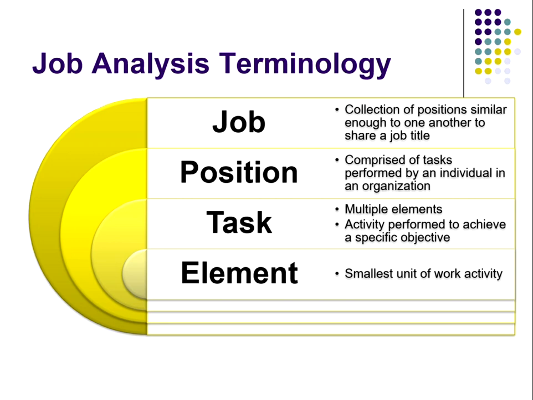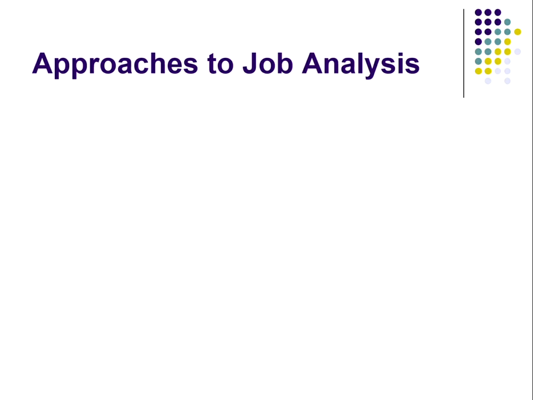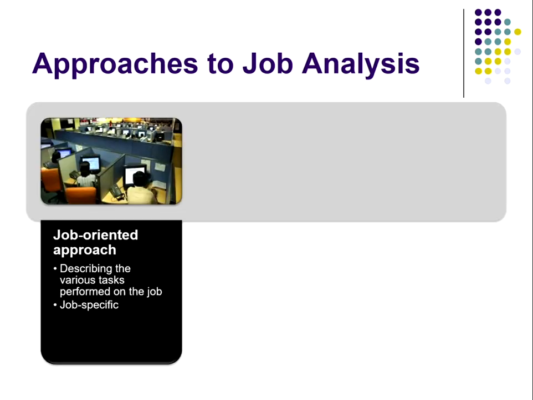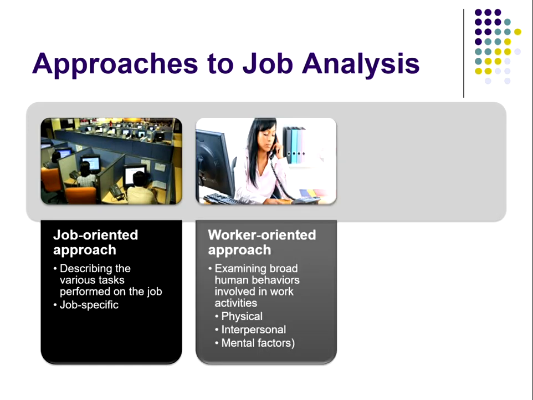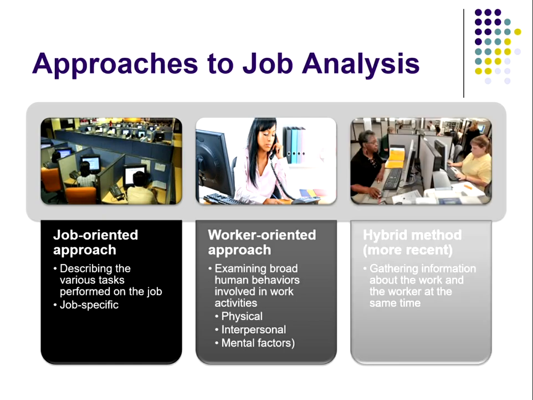So these are our terms that we use in job analysis. Now, there are different approaches to job analysis. Just to give you an overview of the ones I'm going to talk about, there's the job-oriented approach, which is where we describe the various tasks that are performed on the job, and it's very job-specific. The worker-oriented approach is going to be examining broad human behaviors involved in work activities. It's going to have maybe some physical components, some interpersonal components, maybe some mental factors that are going to go into the worker-oriented approach. And the idea here is that the worker is the center of our analysis. In the first case, in the job-oriented approach, the job is the center of our analysis. And then in this last one, it's a hybrid approach, which has become much more popular recently, where the job and the worker are both analyzed, and we're looking at that interplay between the roles and expectations and then the actual person who's going to be able to bring that to fruition.